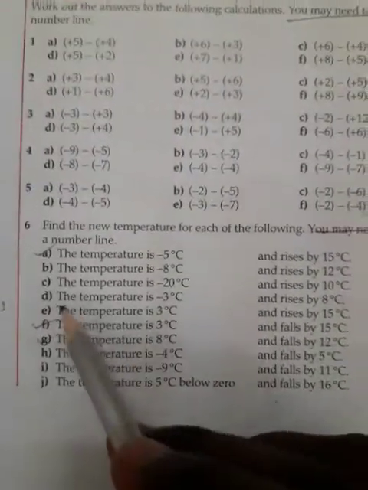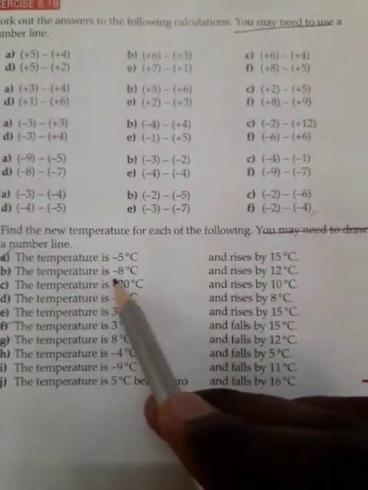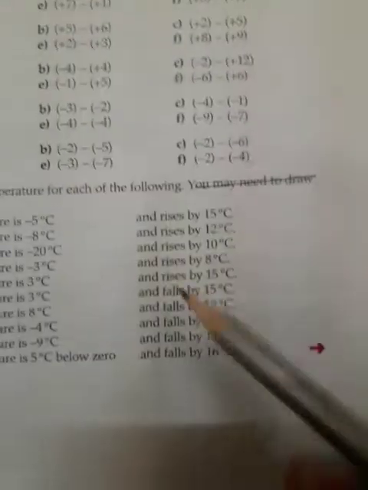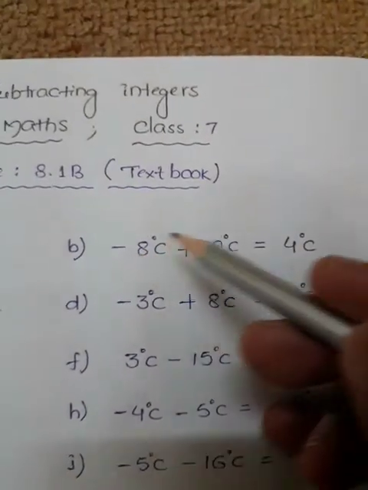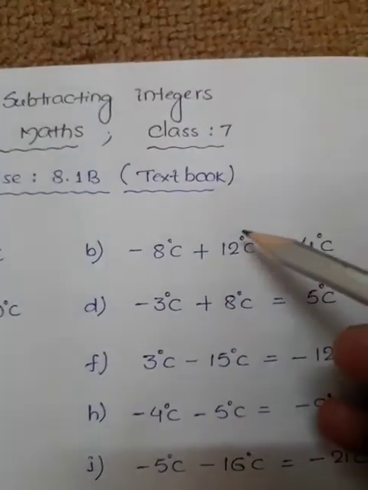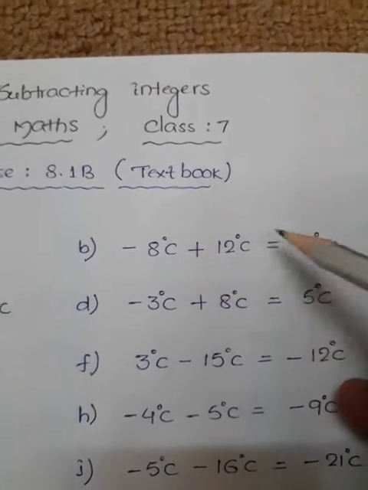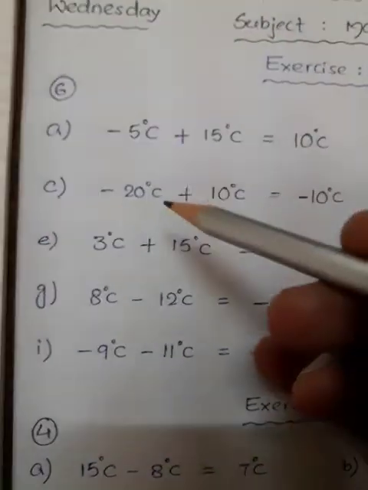Now the second one: the temperature is minus 8 degrees. Whatever you have in the beginning, write it: minus 8 degrees Celsius. Then it rises. Rise means again plus only. So plus 12 degrees Celsius. Again different symbols, so you should subtract. So 12 minus 8 is 4. 12 is the big number. Before 12 is the plus symbol. So plus only.